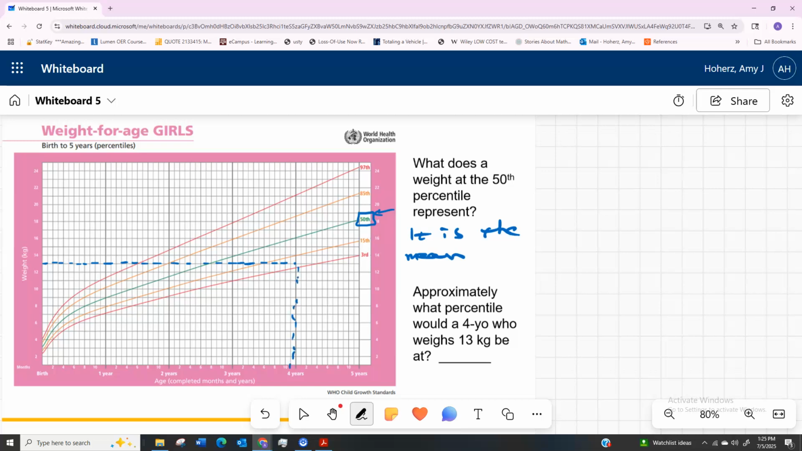Again, we want to line it up with 4 years. And we can see here that that is between the 3rd and the 15th percentile. Looks like it's a little bit closer to the 3rd percentile. So we would just have to, again, kind of make an average. It looks a little bit closer to the 3rd percentile than the 15th percentile. So I'm going to say maybe the 8th percentile.